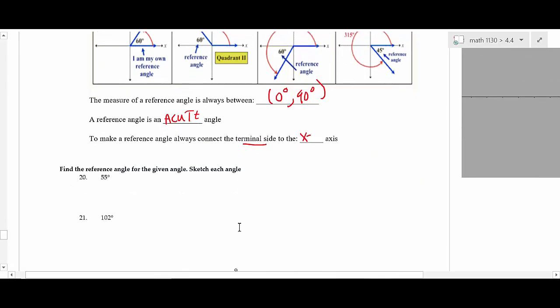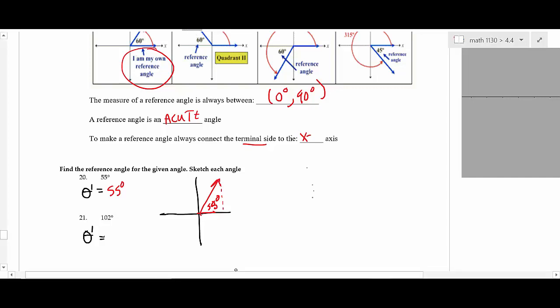Okay, so let's do some reference angles, and we're going to figure out what theta prime is in each one of these things. You just want to sort of reason it out on the spot. So if you have a 55-degree angle, you're going to be in quadrant 1. So what's the reference angle? 55 also, because you go straight down to the x-axis, so that's still 55 degrees. That's what that diagram says. You're your own reference angle.